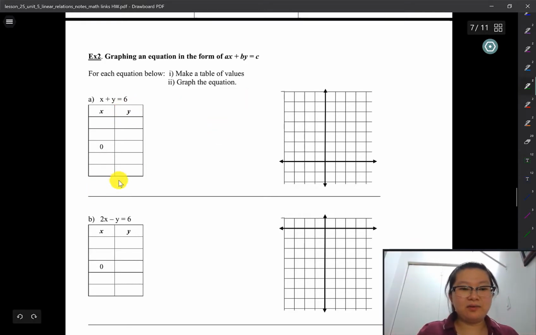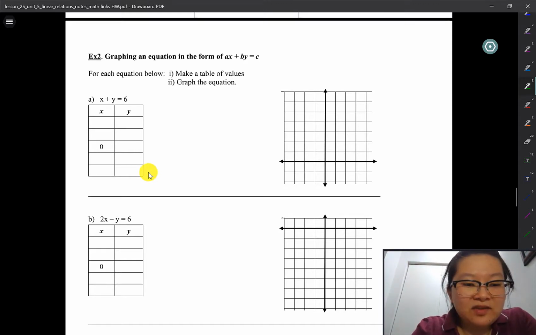Notice that beside every example there is a table, a space for you to record possible values for you to graph on the side over here. So this table is giving us a value here, which is 0. And this is the equation, x plus y equals 6. So how do we generate a table of values?